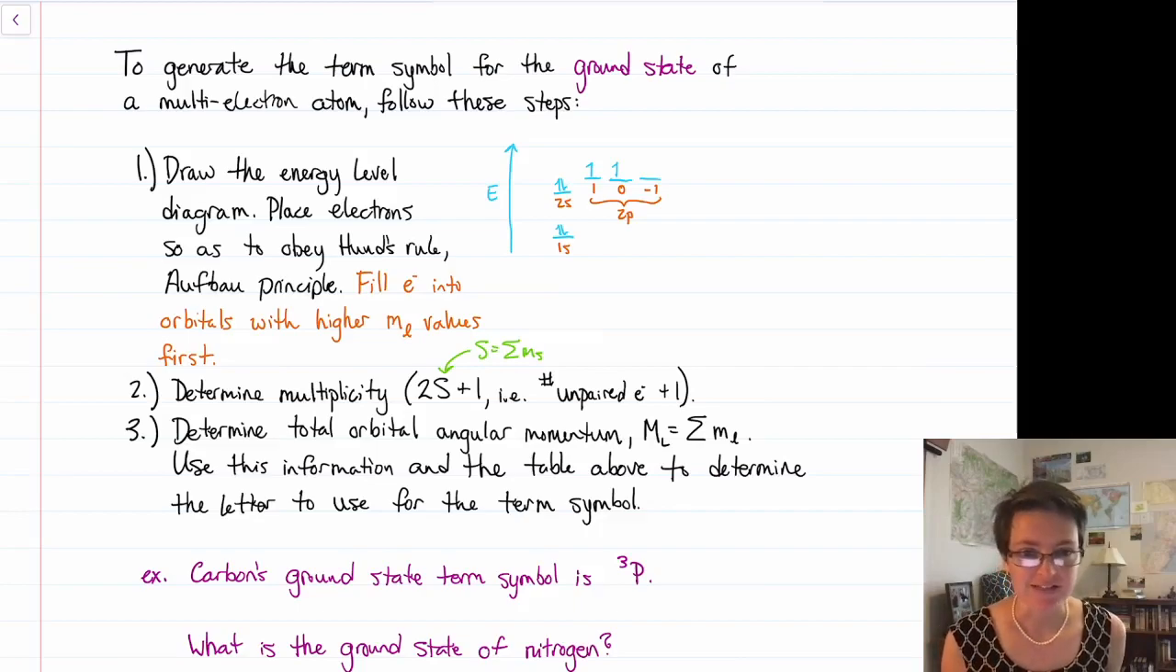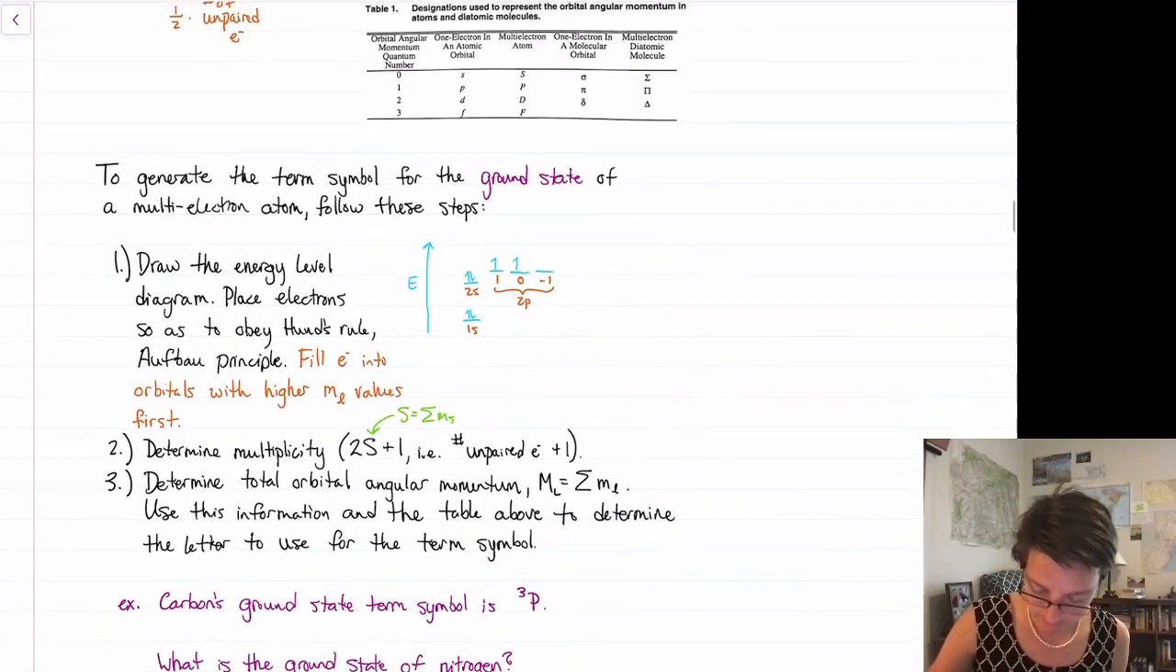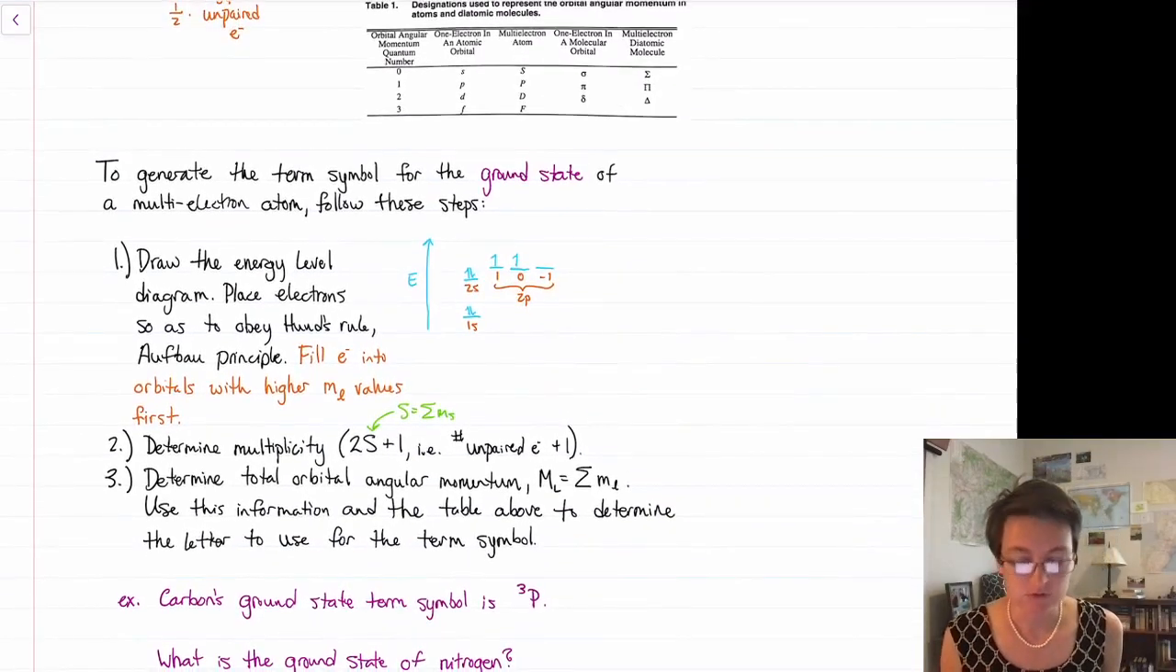Let's do another example. See if you can use these steps, and I'll zoom out a little bit so that you can also see the table. See if you can use these steps to determine the ground state term symbol for nitrogen. Pause the video, and we'll come back and go over it once you've done that.